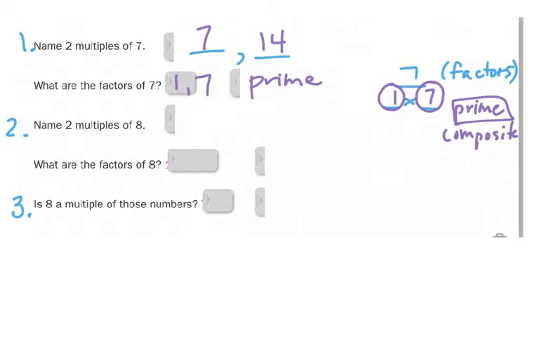Now, next to number 2, name 2 multiples of 8. They don't have to be in a row. And then, what are the factors of 8? I'll give you a little clue. There are 2 pairs of factors for 8. Write down 2 multiples of 8 and the factors of 8.